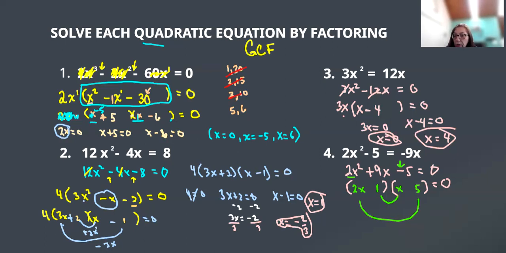Well, if I multiply 2x times 5, I get 10x. If I multiply 1 times x, I get 1x. Is there a way to combine those to get a +9? Well, a +10 and a -1 will give us a +9. So we need a +10, which we get from multiplying the two outsides, and a -1, which we get from multiplying the two insides. So there, we have got our factors.